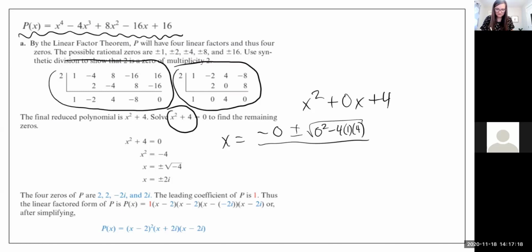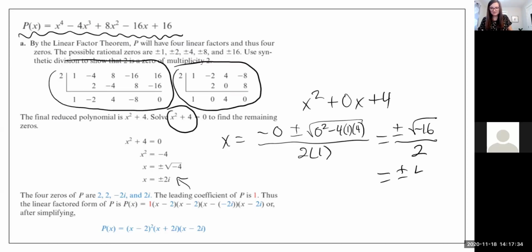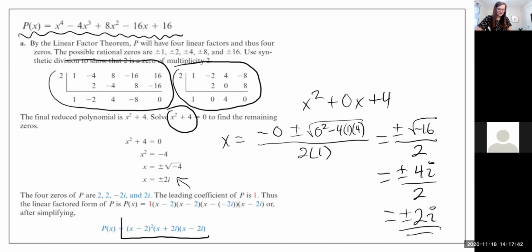I mean, you can do it this way as well, but if you're just going through that way, you'll see that you have a negative 16 under the root over 2. And that negative root becomes an i. So that's a 4i over 2. Simplify, that's plus or minus 2i. So that would be an example where it has complex roots or zeros.